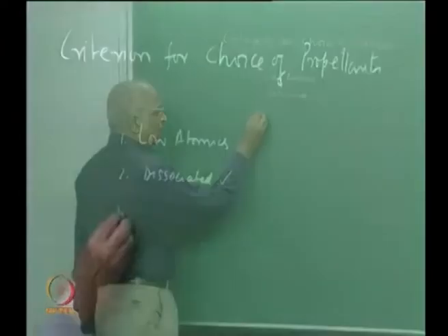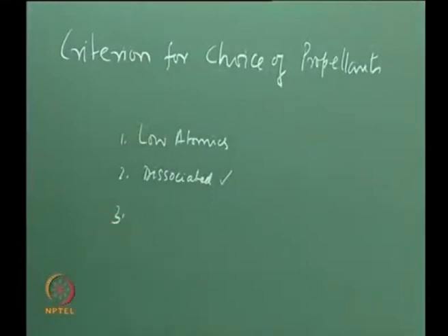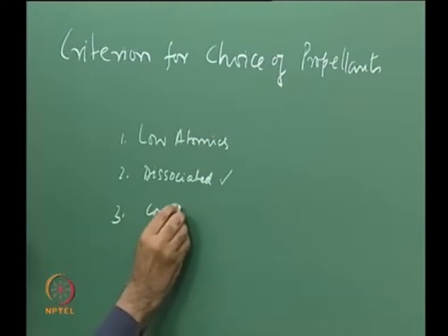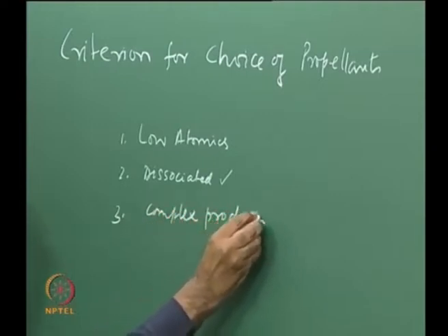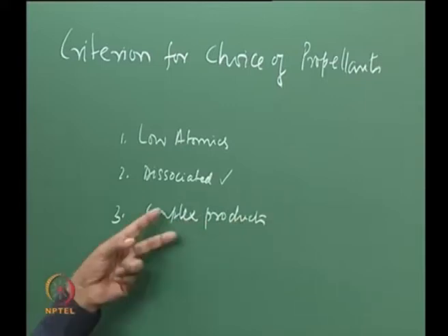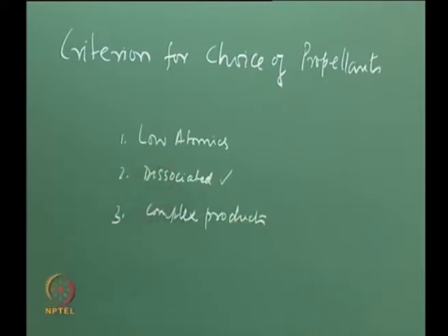Third, we told ourselves from gamma point of view, it may be better to have more complex products of combustion. This complex products is against what we decided here.